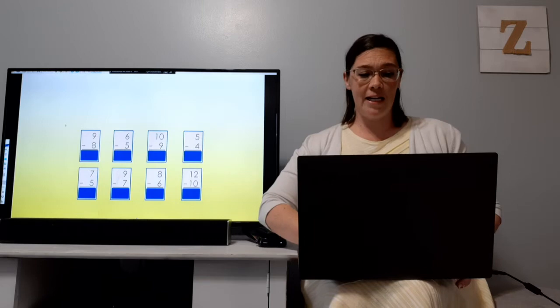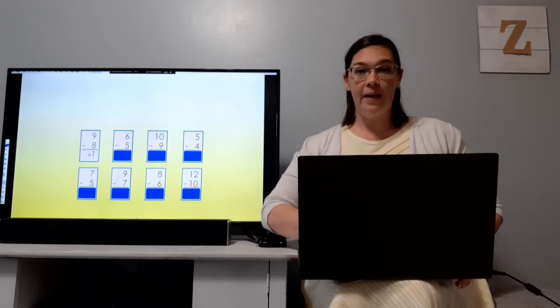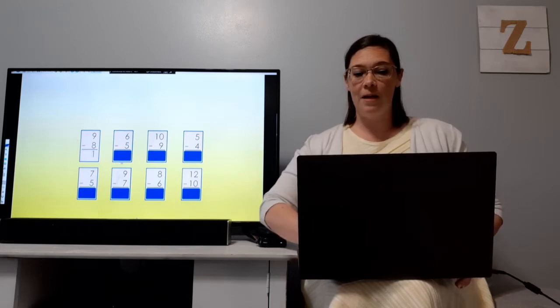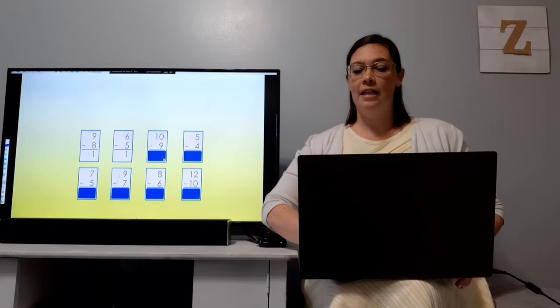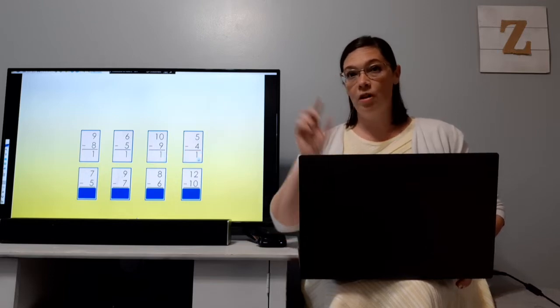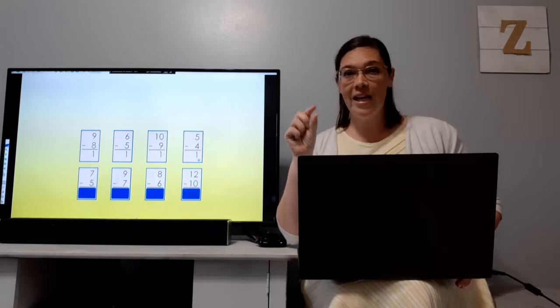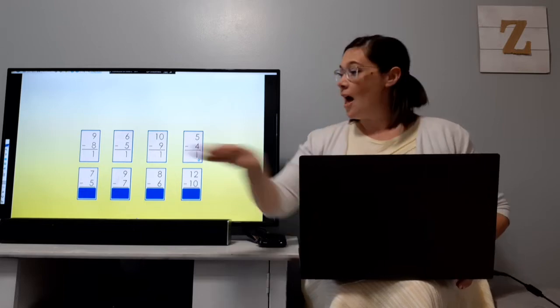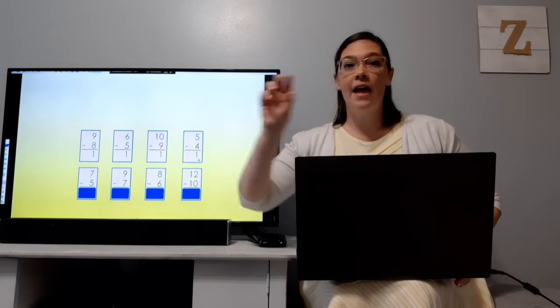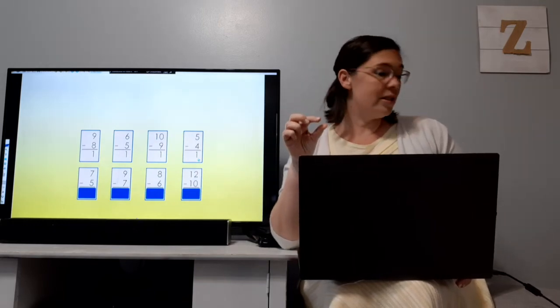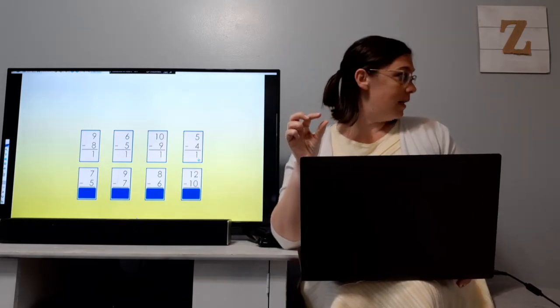So 9 minus 8 would be 1, right? 6 minus 5, 1. 10 minus 9, 1. 5 minus 4, 1. When they're beside each other, they're so close, the answer is 1. Down here at the bottom, we find that if they're 2 odd numbers, then the answer would be 2.